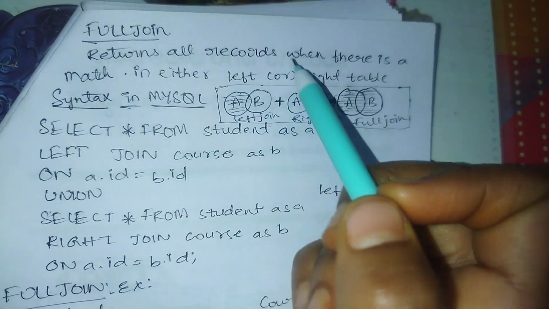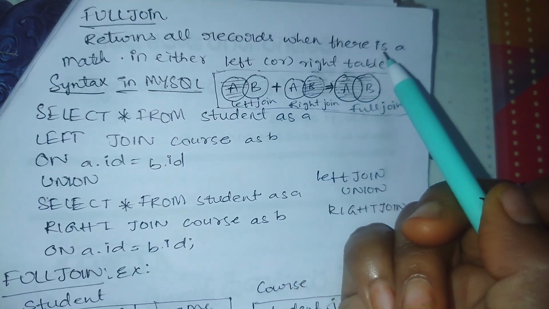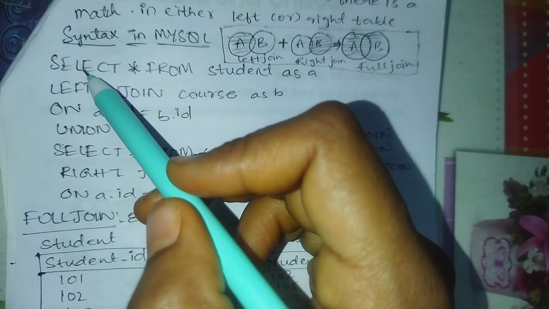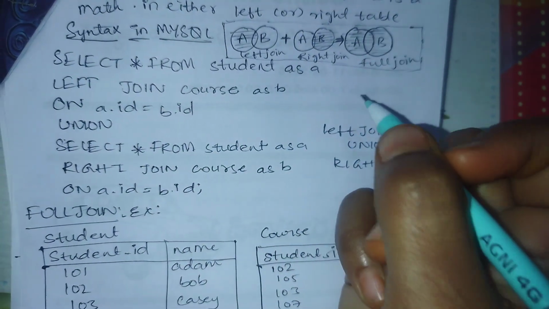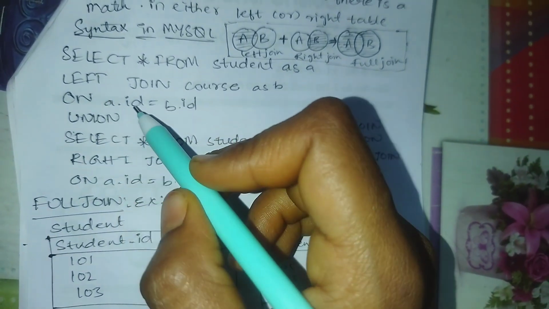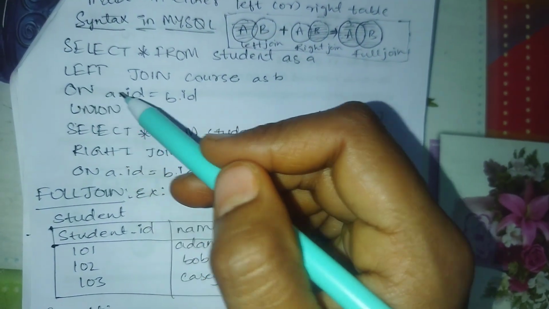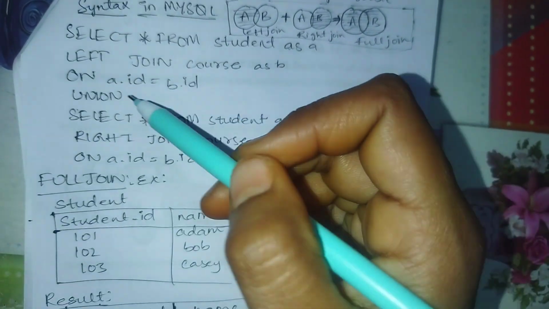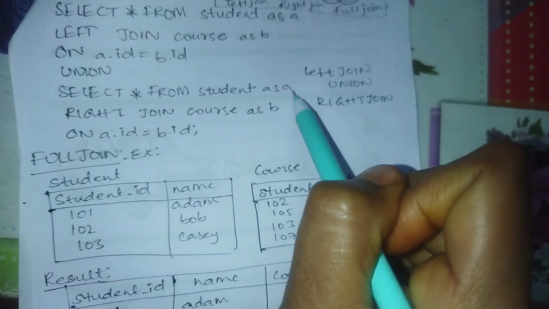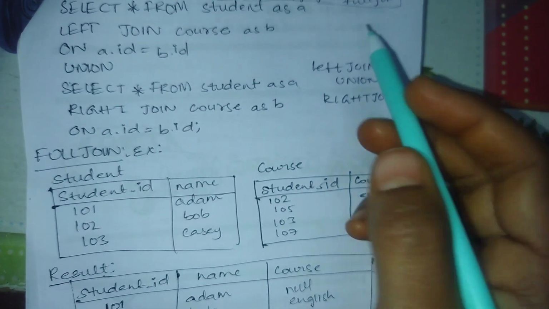Full join returns all records when there is a match in either the left or right table. Syntax in MySQL: select star from student as A left join course as B on A.ID equals B.ID, union, select star from student as A right join course as B on A.ID equals B.ID. So full join is the left join union right join process.